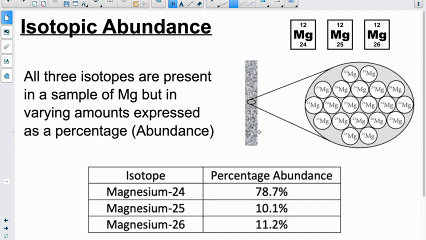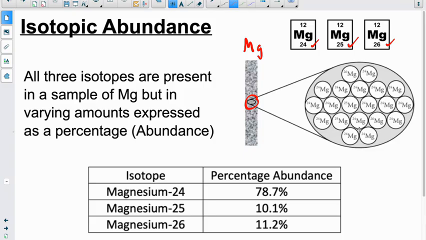The next thing we're going to talk about is something called isotopic abundance. Abundance in English basically means how common something is. In this case, we're dealing with the abundance of a specific isotope. This is a piece of magnesium metal. When you magnify a small section of it, you see here that these 3 isotopes of magnesium are all actually present in that sample of magnesium.